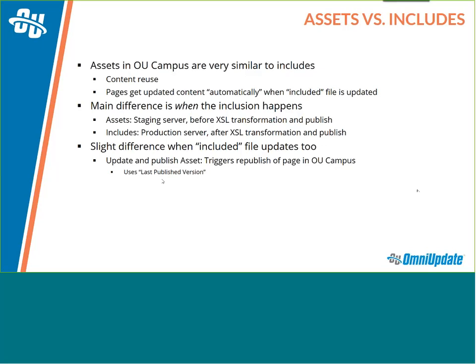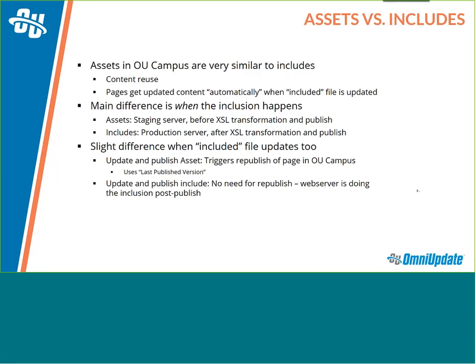But at the end of the day, what I'm really trying to say is that the asset will trigger a republish in OU Campus. But when you're updating and publishing an include, of course, there's no need for a republish because the web server, the production server, is doing that inclusion after the publish has already occurred. So there's no publishing besides the include file that happens when you're doing it with includes as opposed to assets. So those are the main differences.